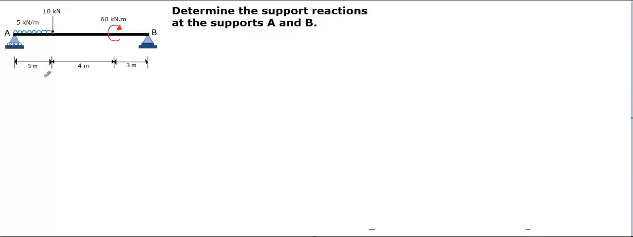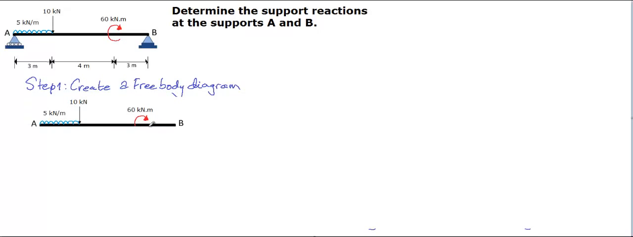In this example, we'll see how to determine support reactions under three different loadings. The first step, as usual, is to create a free body diagram. To create a free body diagram, we put all the loads and beam in place and put support reactions in place of the supports. So as B is the pin, it has vertical reaction By and horizontal reaction Bx, and A is a roller support, so roller support has vertical reaction only, which will be Ay vertical.